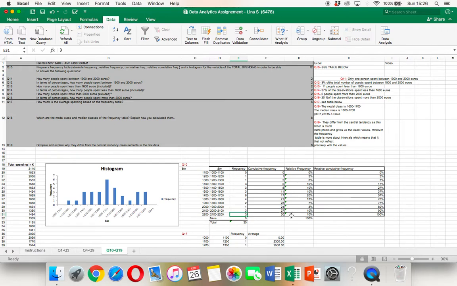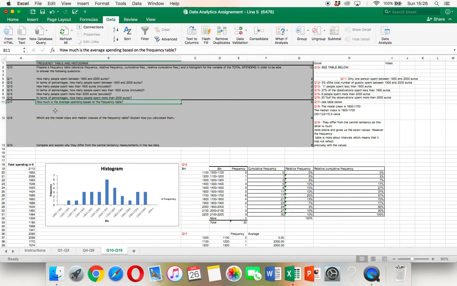Then for the next question, as we want it also in percentage, for question 16, in terms of percentages, how many people spent more than 2,000 euros? So 20% of the observations spent more than 2,000 euros. As you may see, we can just go here and add up the two percentages, which gives me 20%. So 20% of the observations spent more than 2,000 euros. Next question is the 17th one.